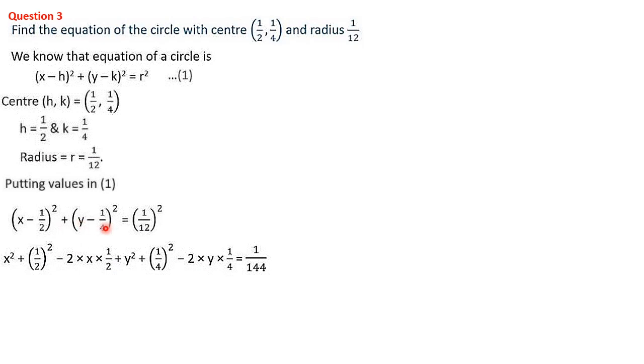Then here y minus 1 by 4 the whole square, a minus b the whole square is mentioned. So here a square, that is y square, plus b square, that is 1 by 4 square, minus 2ab, 2 into y into 1 by 4, it's written, equal to 1 by 12 square, that is 1 by 12 square is 144. Then x square plus 1 by 2 square, 1 square is 1, 2 square is 4, minus, here cancellation can be done, that is this 2 and these 2 we can cancel.